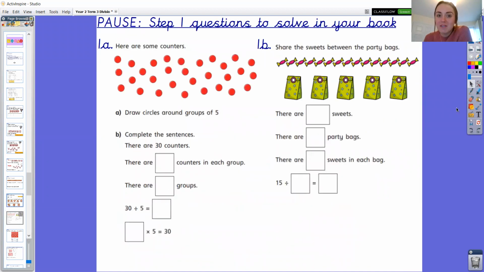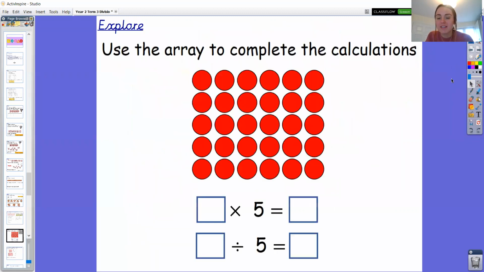Okay, on your screen now, you can see the step one questions. So please pause the video here and complete them in your maths book. Well done, year two. What a super start with your maths today. Okay, we're going to move on to the explore phase now of step two. And we just have one question to explore together today.